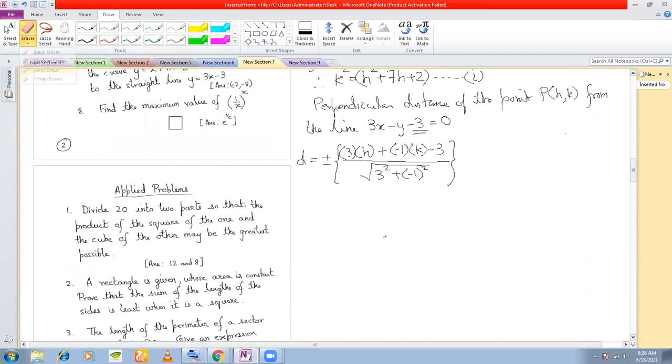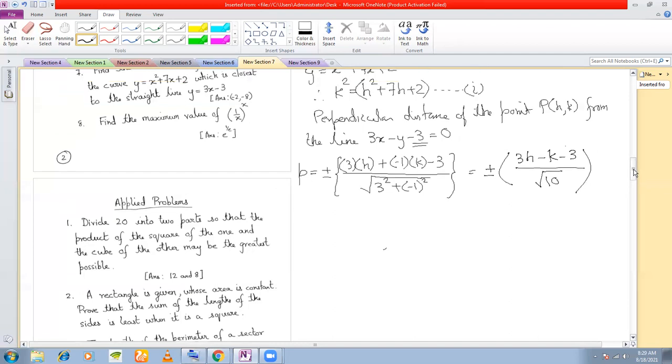Let's call this P instead of D, which is equal to, you will get, 3h minus k minus 3 divided by root 10. This is what you are going to get. Now you see that this is a very important technique which we will be applying mostly in the applied problems. Okay. Now see, P is in terms of two variables, h and k, right?